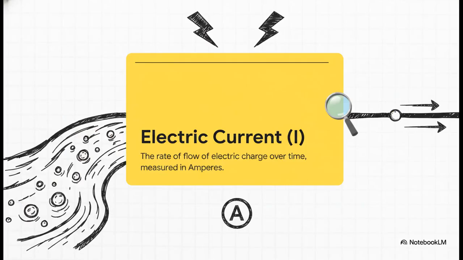And that mass movement brings us right to our next definition, electric current, which we represent with the letter I. Current is simply the rate of flow of that electric charge over time. The math here is easy. I equals Q divided by T, so charge divided by time. We measure this in amperes or amps. If you picture charge as individual water droplets, then current is the rushing river. It's the physical motion of those billions of electrons traveling down a wire.